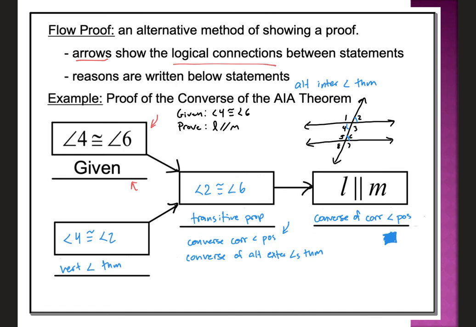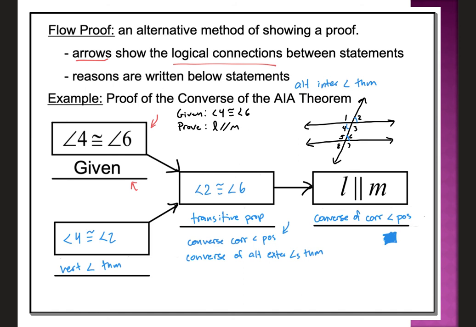See? Now, another way you could have gone after this proof is you could have seen that 6 was also congruent to 8. And therefore 2 and 8 are alternate exterior angles. And so you could have tried to prove this using the converse of alternate exterior angles. And that would have been equally as valid. This way was just a little simpler and a little easier to show you in the flow proof.